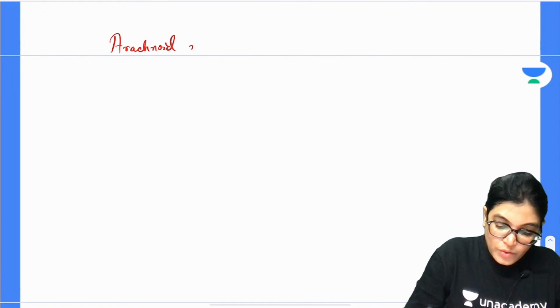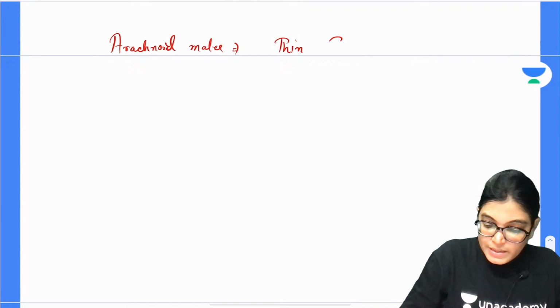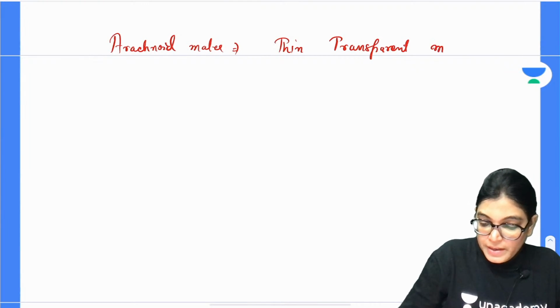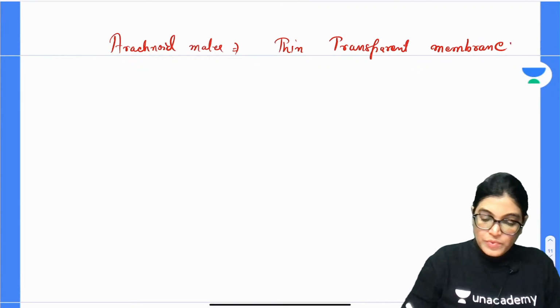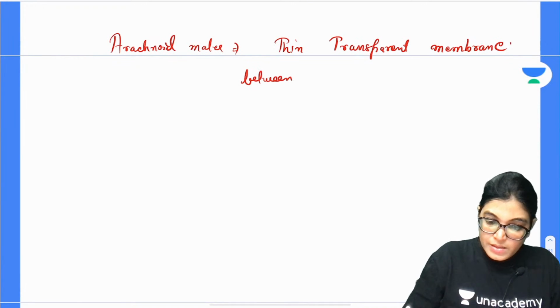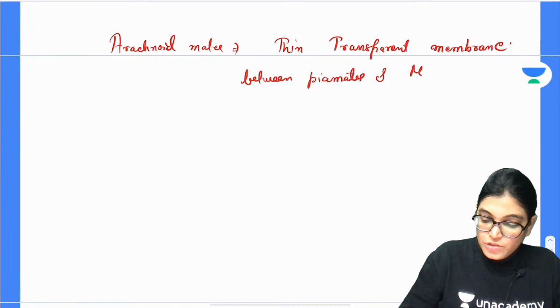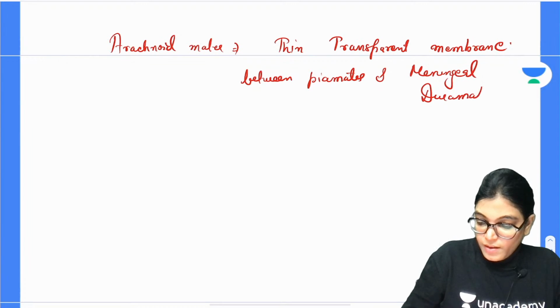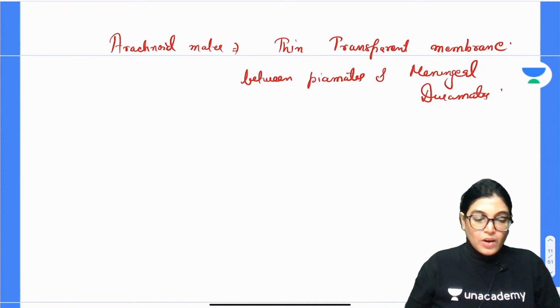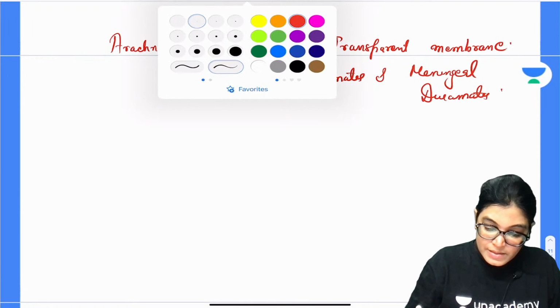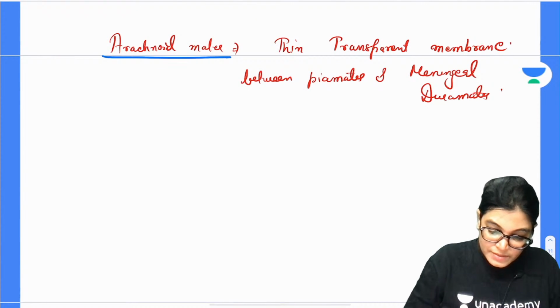Arachnoid layer, or the arachnoid matter. It is a thin transparent membrane, and the exact location of this thin transparent membrane is between the pia mater and the meningeal dura mater. Okay. Now let's talk about the arachnoid matter details.